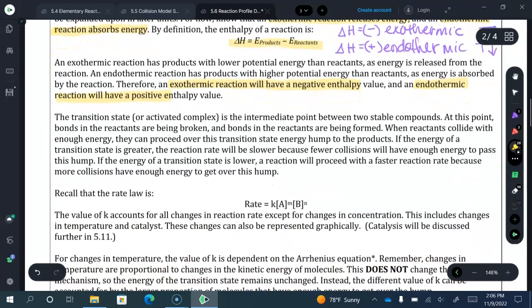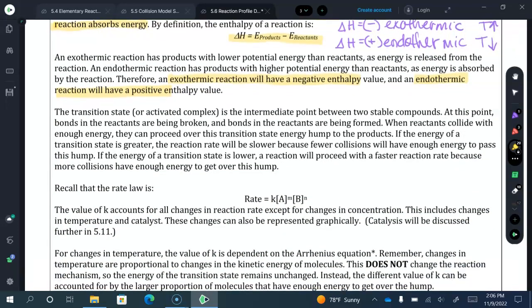The transition state, or activated complex, is the intermediate point between two stable compounds. At this point, the bonds in the reactants are being broken at the same time as there's formation of bonds too, so there's both. When reactants collide with enough energy, they can proceed over this transition energy hump, or this state, and proceed to the products.